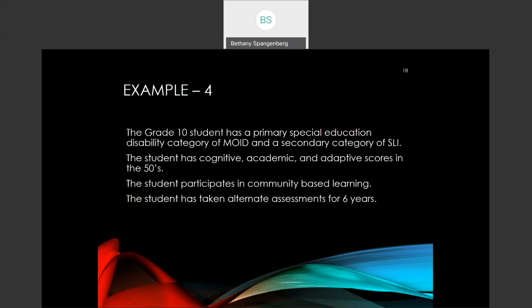Example 4. A student in grade 10 has a primary special education disability category of MOID with a secondary category of SLI. The student has cognitive, academic, and adaptive scores in the 50s. The student participates in community-based learning. He has taken alternate assessment for 6 years. For the recorded webinar, pause the recording now to take notes.